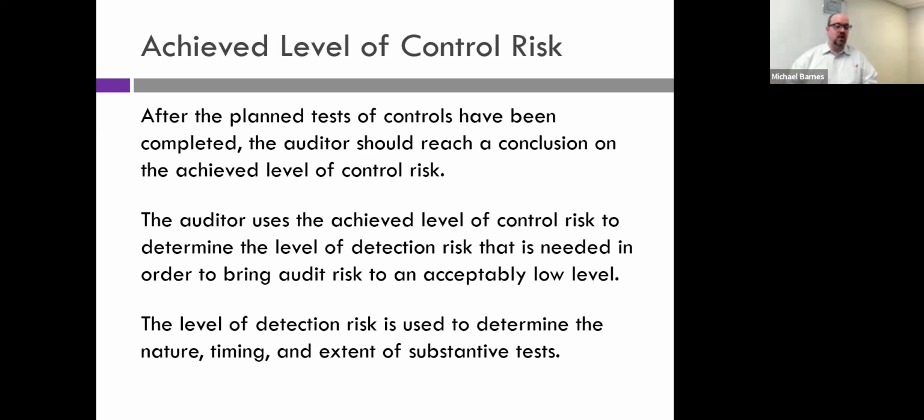The level of detection risk is used to determine the nature, timing, and extent of substantive tests. Again, this is intuitive, as we talked about. Detection risk low means the work that we have to do is high. Detection risk high, the work that we have to do to wrap up is low. Now, we like high detection risk, even though it sounds like it's not something we should like. Again, it's our tolerance and our appetite for risk. So that's the testing of controls in a nutshell.